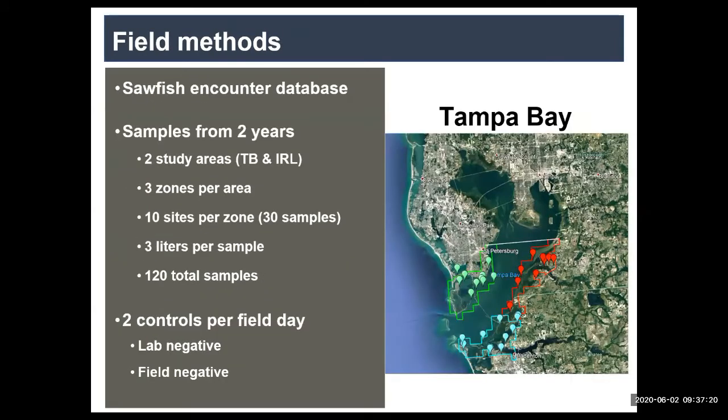For our field methods, we use the Sawfish Encounter database to give us a direction on where we should sample, since we had verified reports from those locations. So, an example is the map on the right of Tampa Bay, which we divided into 3 zones: green, red, and blue. We had 10 sites per zone, 3 liters per sample, for a total of 120 samples. We also had 2 controls per field day: 1 lab negative to validate our sterilization process, and 1 field negative to make sure that we had no contamination.